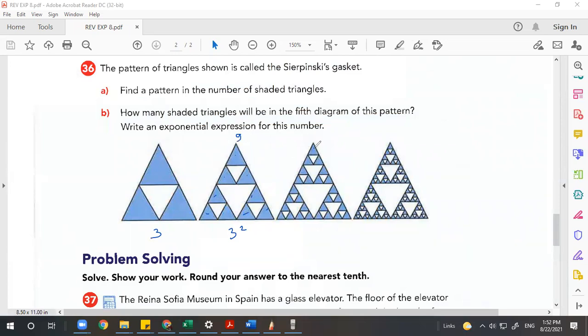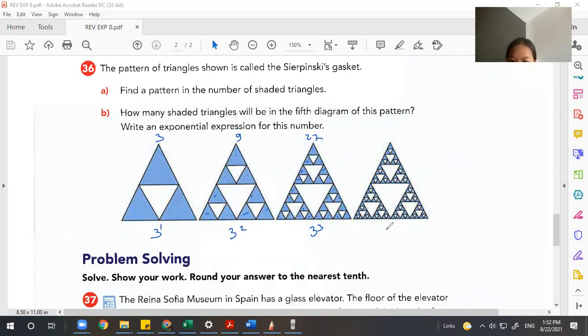And how about this? 1, 2, 3, 4, 5, 6, 7, 8, 9, 10, 11, 12, 13, 14, 15, 16, 17, 18, 19, 20, 21, 22, 23, 24, 25, 26, 27. Okay, can I just write 27 as 3 power 3? Yes, of course, right? 3 times 3 times 3 is 27. Makes sense for you? You got it? How about this then? You know that since this is 3 power 1, 3 power 2, 3 power 3, so this will be 3 power 4, right? How many shaded triangles will be in the fifth diagram of this pattern?